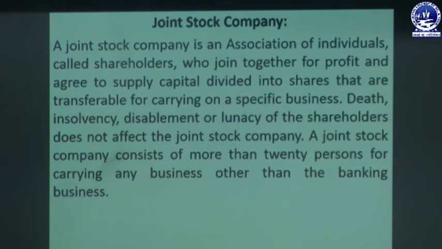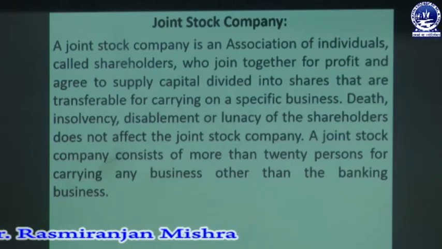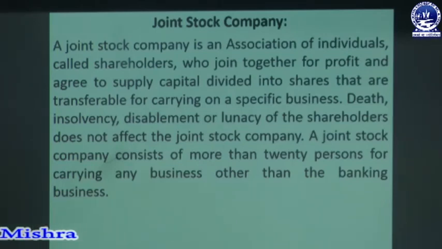Then the third one is joint stock company. It is an association of individuals, who are called the shareholders, who join together for profit and agree to supply capital, which is divided into a number of individual units, that is called a share, and that are transferable, for carrying on specific business activities. Death, insolvency, disablement or lunacy of a shareholder does not affect the joint stock company. A joint stock company consists of more than 20 persons for carrying on any business other than the banking business.